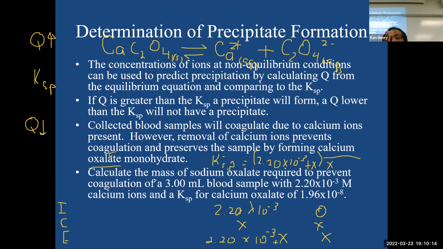No, it's not the solid. So it says collected blood samples will coagulate due to calcium ions present, right? So in other words, to keep that from happening, we want to get rid of the calcium ion. Well, how do we get rid of the calcium ions? By adding oxalate. And if we add enough oxalate, it causes it to go towards the solid, so we form our precipitate. Does that make sense? And so we need to figure out how much oxalate we need to add, right? But the first thing is that we need to figure out at equilibrium, what would be the maximum concentration of calcium that we would have, right? And then we need to take that into consideration when we do our calculations for oxalate, because we want to drive the equation back the other way. Does that make sense?